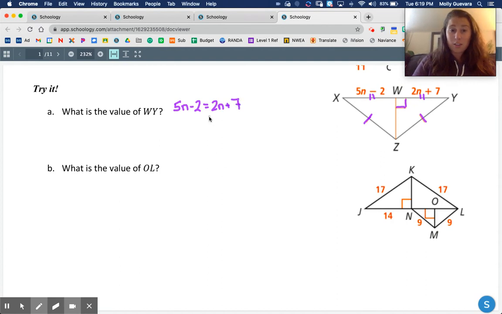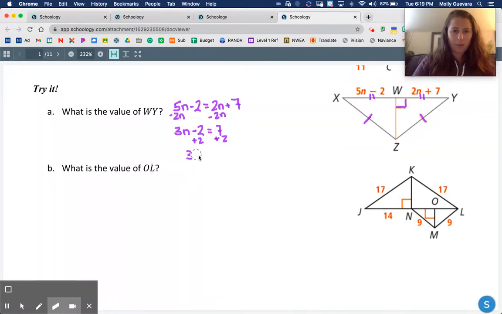And then I can just solve. So we can subtract 2n, gives me 3n minus 2 equals 7. I'm going to add 2, oops, I wrote A. I don't know why I wrote A. 3n equals 9. Divide by 3, and I get n equals 3.